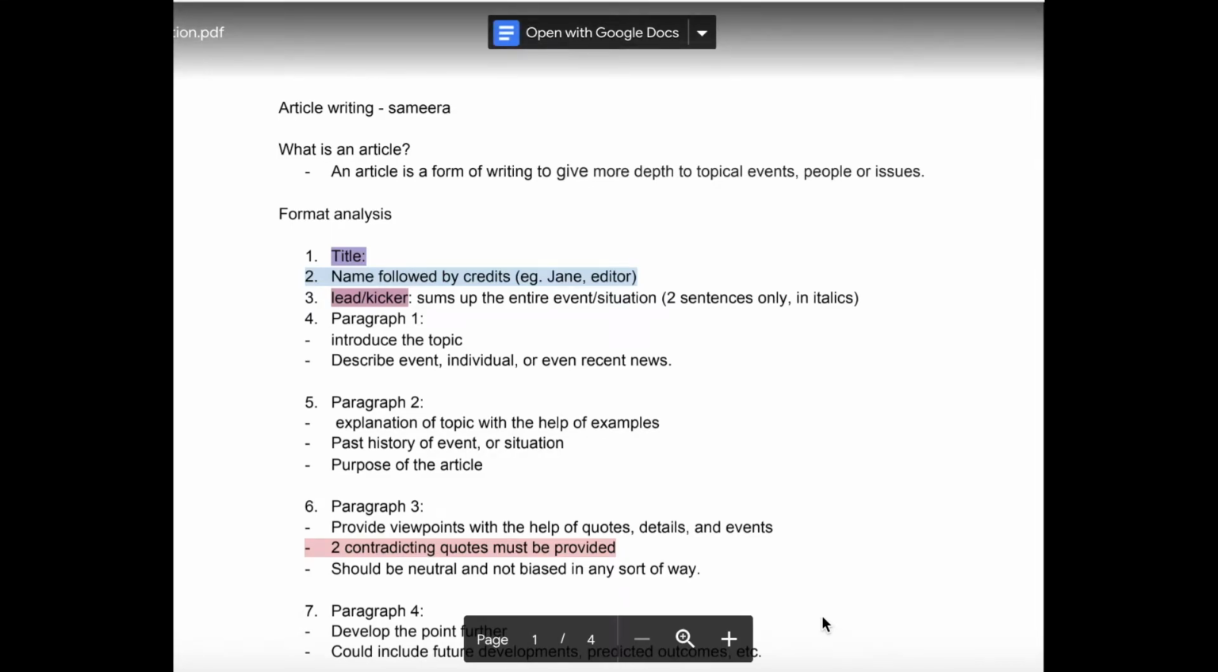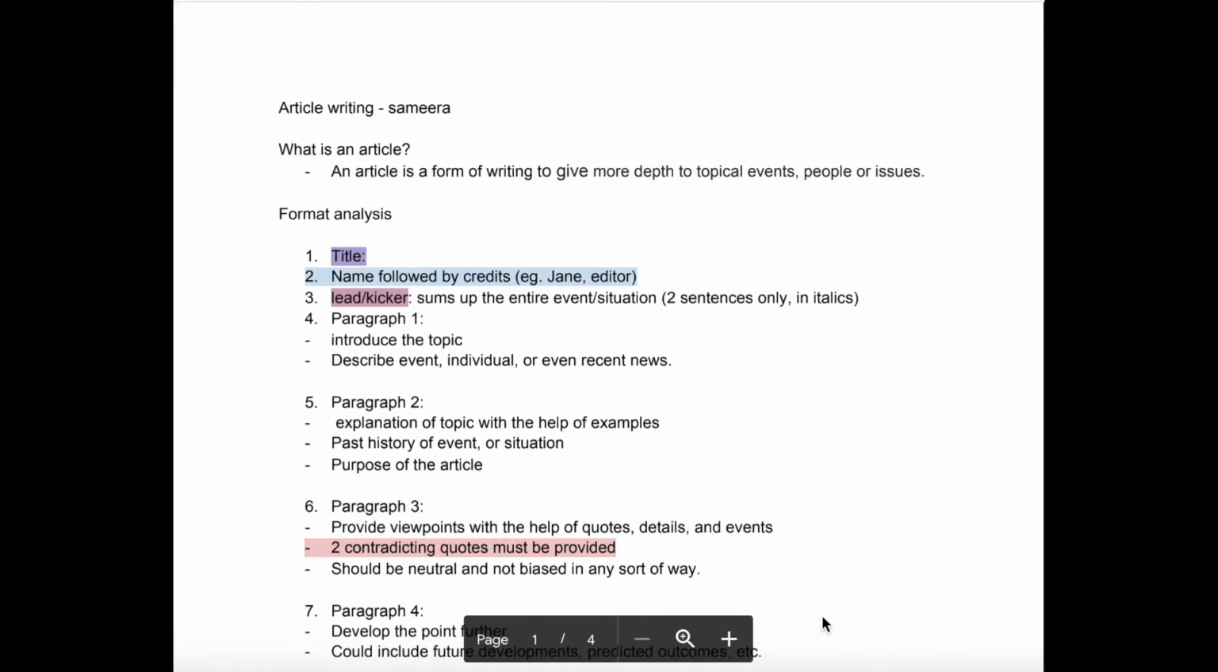Welcome back to IBSpectrum. Today we're learning all about article writing. In this video we will talk about what an article is as well as understand the format of an article.